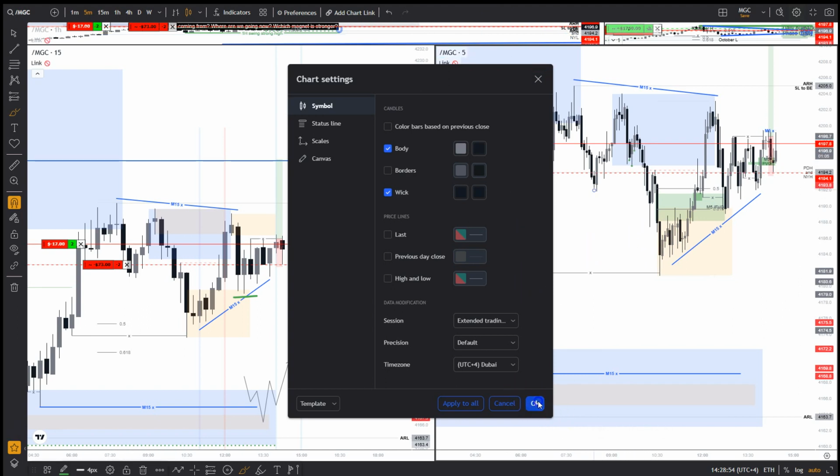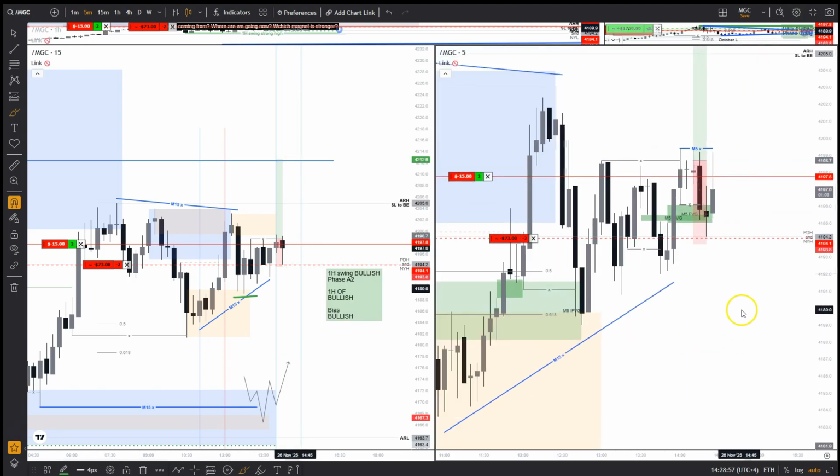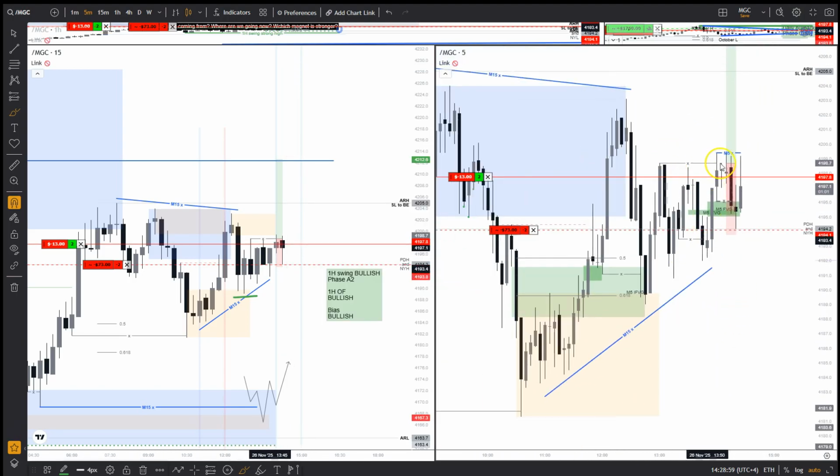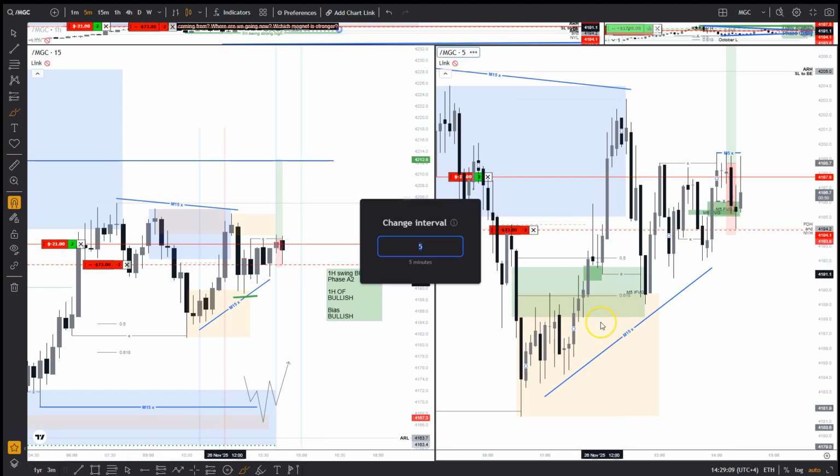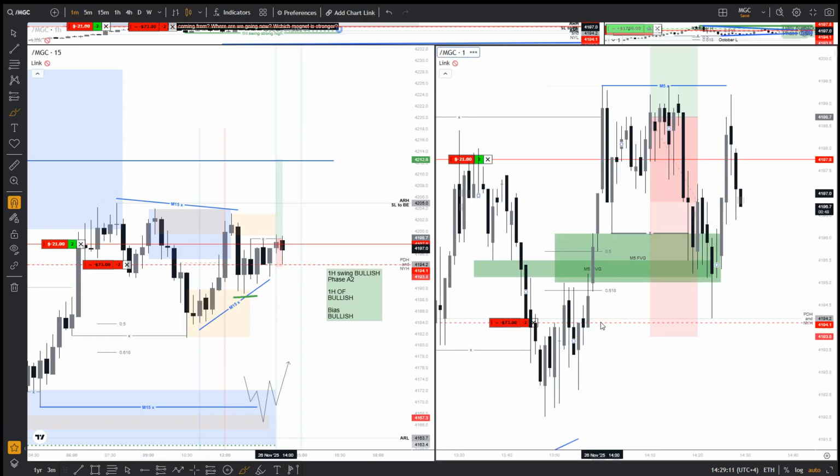Come on, what's this? M5 looks so bad here with this price action. We have. Yeah, let's just leave it. I'm gonna be finishing, and yeah, that's it.